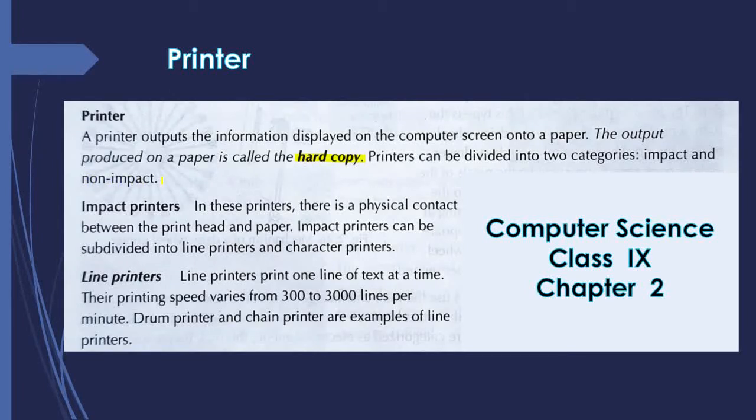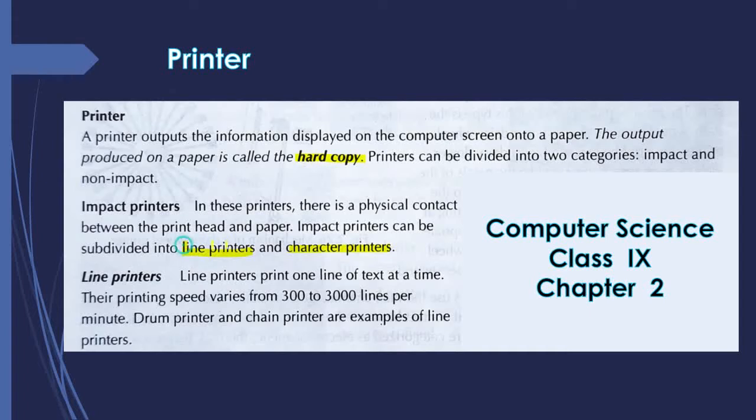Let us start with the impact printers and see which models are there. In these printers, there is a physical contact between the printhead and paper. An impact printer can be subdivided into line printer and character printer.